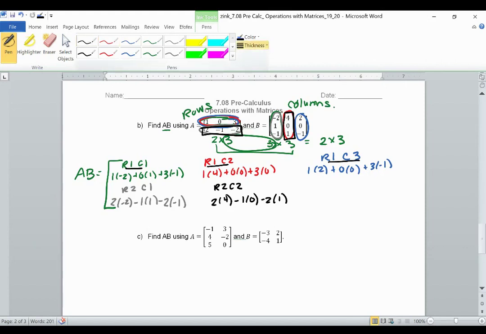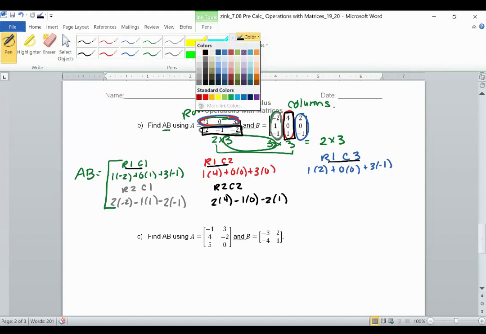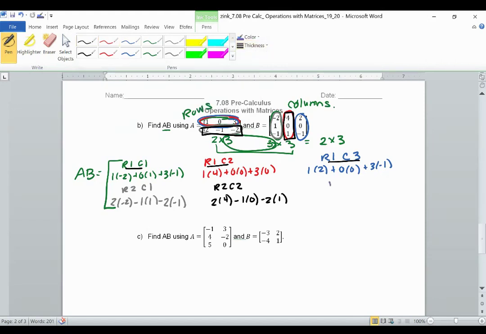And lastly, let's do purple. We've got row 2, column 3. So I'm doing row 2, but this time column 3, so purples. So I have 2 times 2 minus 1 times 0 minus 2 times negative 1. And then lastly, I'm just going to multiply and add all those together.